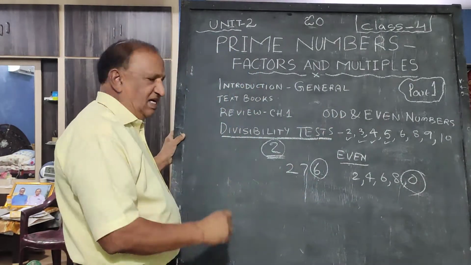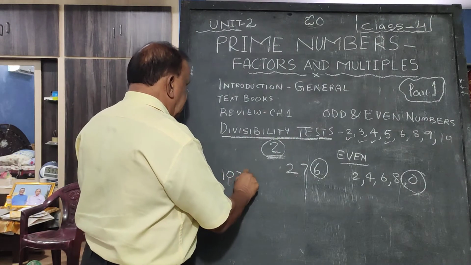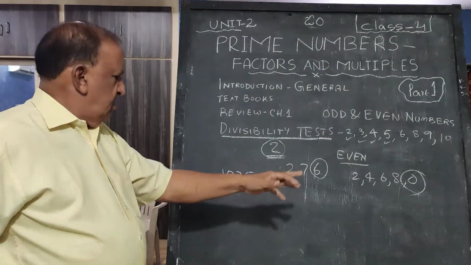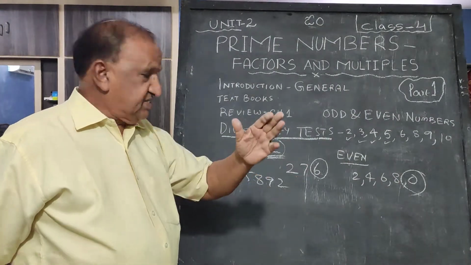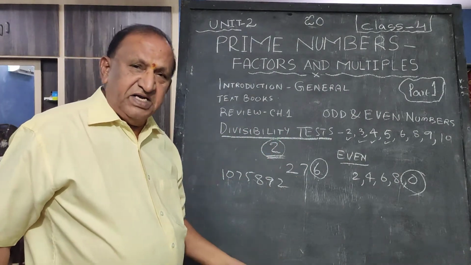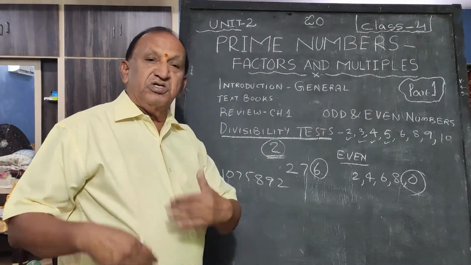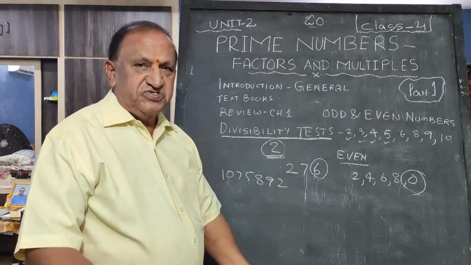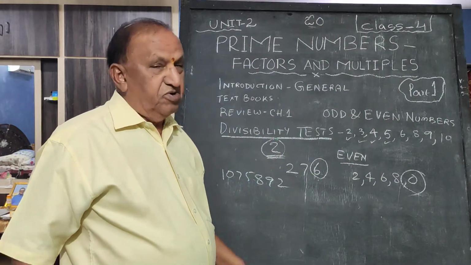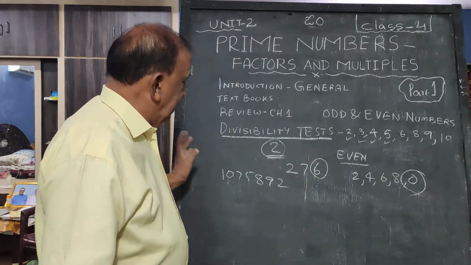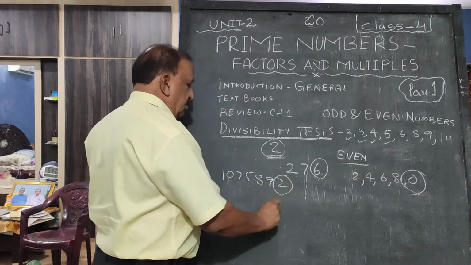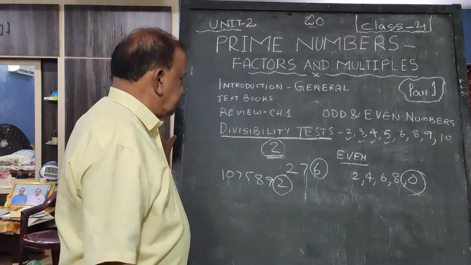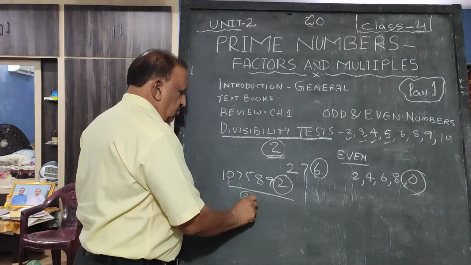Suppose I have a number like this, 1075892. It's a long number. How many digits are there? There are 7 digits. If you want to find out whether this number is divisible by 2 or not, that means you have to do the long division process. We don't need to do that because you look at the last digit, 2. 2 is an even number. Therefore, this number is divisible by 2.